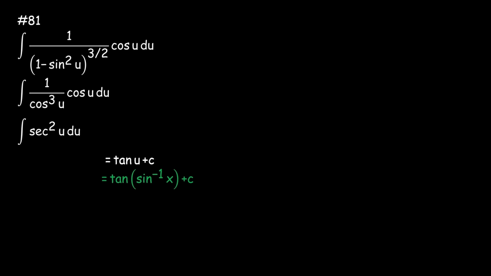We're going to have 1 minus sine squared u, which is cos squared u, but then the power of 3 over 2 will cancel the square, and we're going to have cos cubed u. So we're going to have 1 over cos cubed u times cos u. One of them cancels out, and we have 1 over cos squared u, which is the same as the integral of sec squared u, which is great because that's just tan u. Okay, then u is sine inverse of x, so we have tan of sine inverse of x plus c.